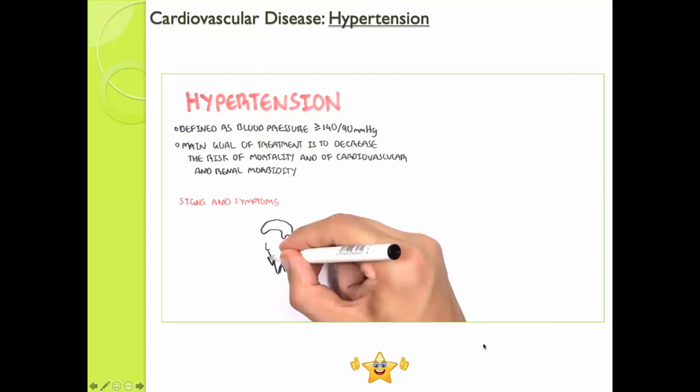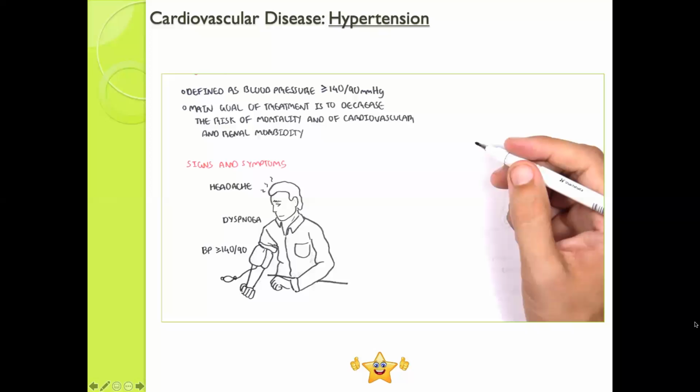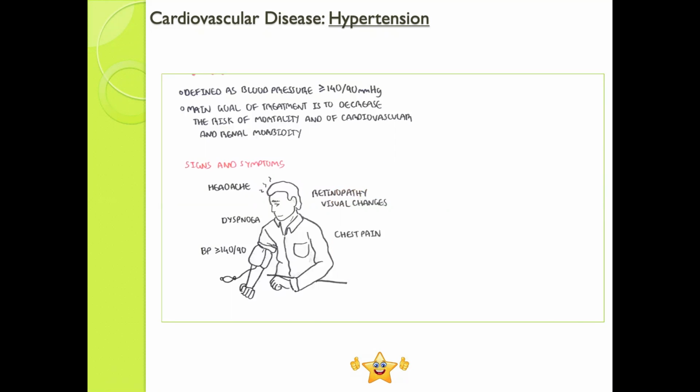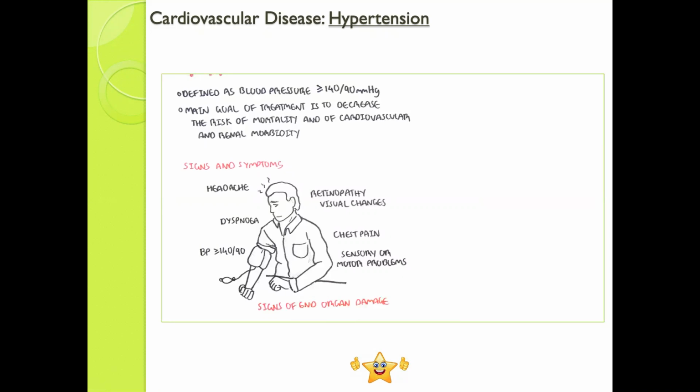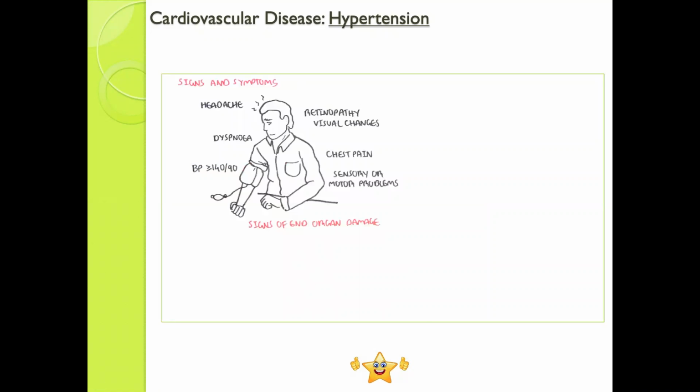The signs and symptoms of hypertension include headache, dyspnea, high blood pressure, possible retinopathy and visual changes, chest pain, and sensory or motor problems. There can also be signs of end organ damage due to hypertension if the hypertension is untreated and severe. We will talk about end organ damage towards the end of the video.